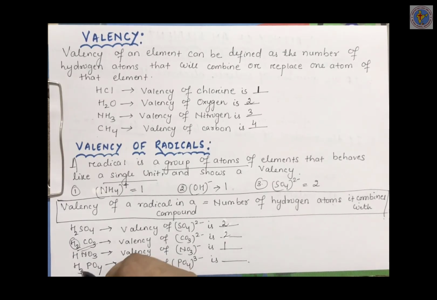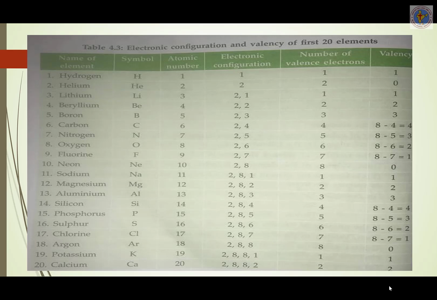Similarly, H3PO4, that is phosphoric acid. Here the phosphate radical is combining with how many hydrogen atoms? 3 hydrogen atoms. So valency of phosphate radical is 3. So like this we can find the valency of radical. Children, here you can see one table consisting of electronic configuration and valency of first 20 elements. So I'll suggest you to first go through this table and then write without seeing it. Okay.